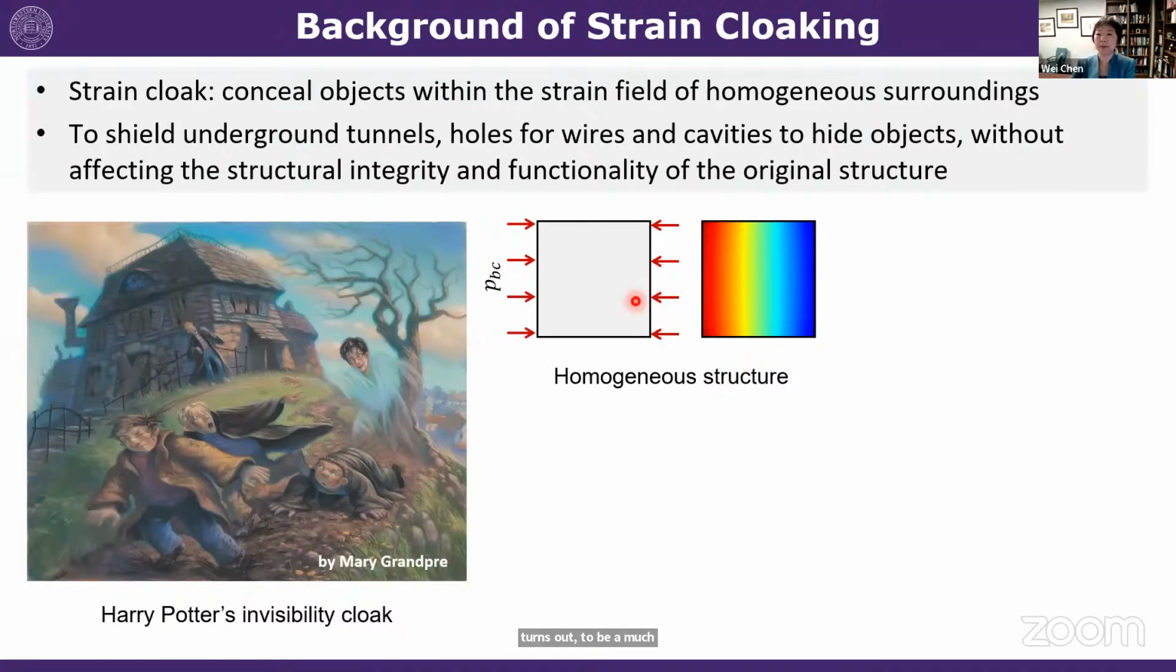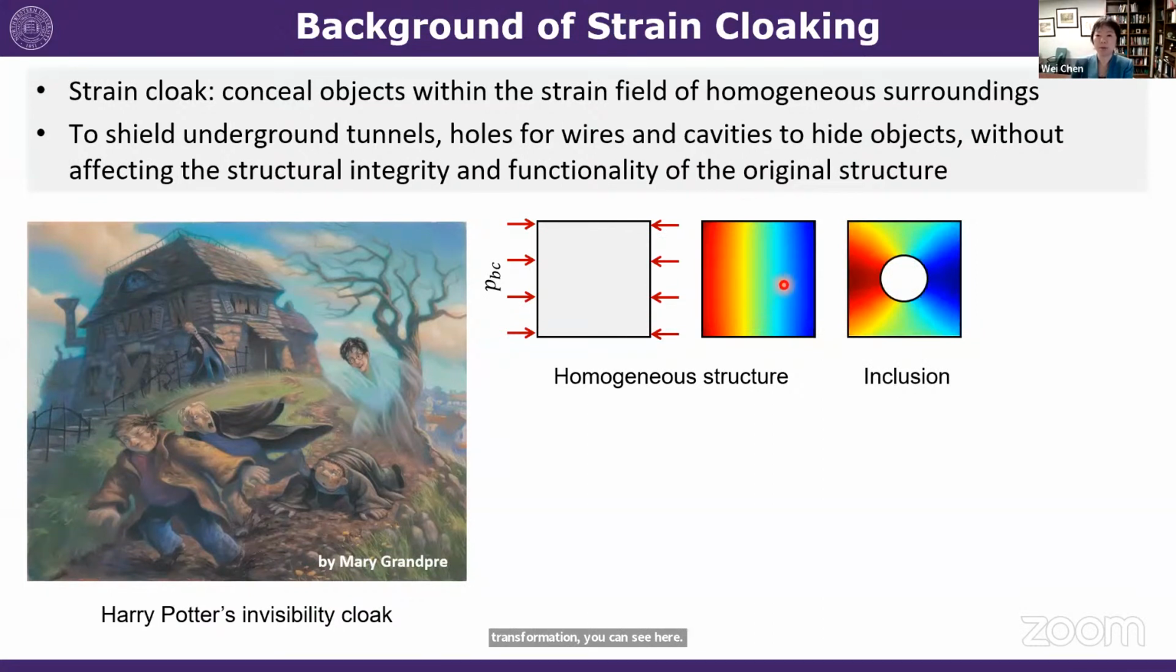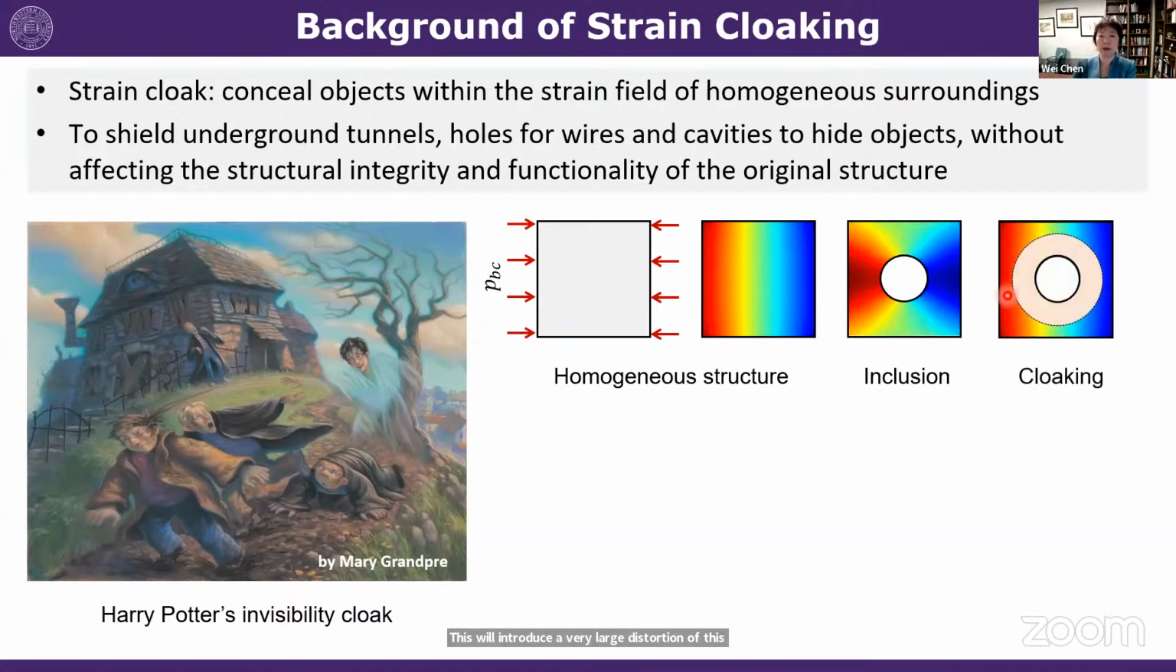Imagine that you have a structure composed of a homogeneous lattice, and when you compress it, the displacement will have a linear transformation. You can see here the displacement field. Now if we impose a void in the middle, like if we want to hide objects in the void, this will introduce a very large distortion of the displacement field. So the question here is, can we design the surrounding area of this void in a smart way, making sure that the displacement in the surrounding area is very similar to that before you add the void? This is the so-called strain cloaking.